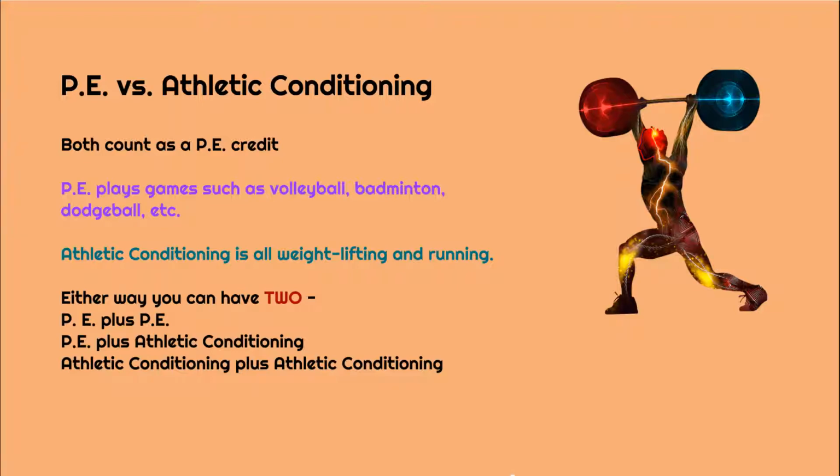Okay, either way, you can only have 2 total of these classes. So you can have a PE plus a PE, you can have a PE plus an athletic conditioning, or you can have an athletic conditioning plus an athletic conditioning. You should not have 3 of these classes in a year, and you should not have more than 1 in any one trimester.